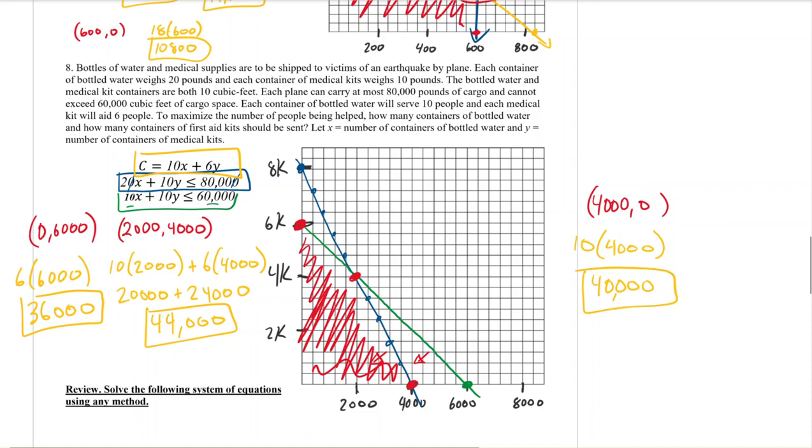So we've got a maximum here, and that was at 2,000, 4,000, that's right here, is our max. And we had a minimum of 36,000 at 0, 6,000, so that was right here, was our min.